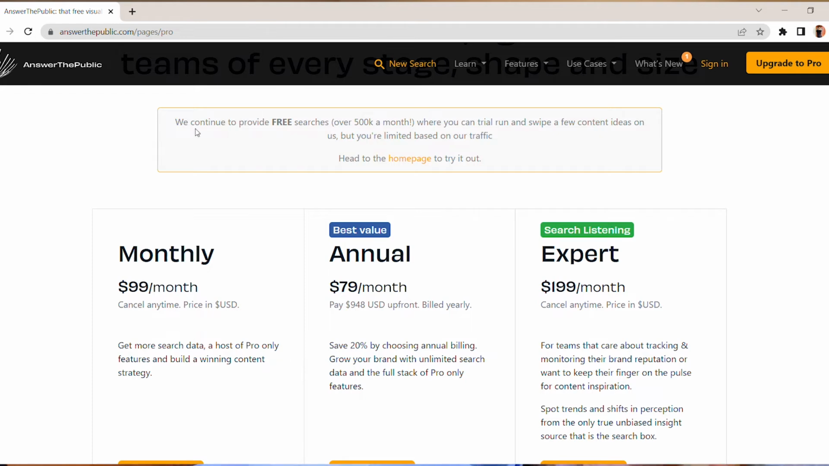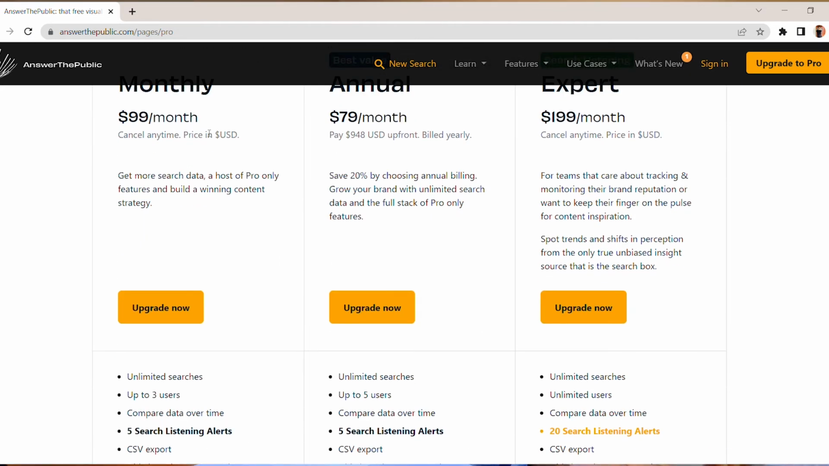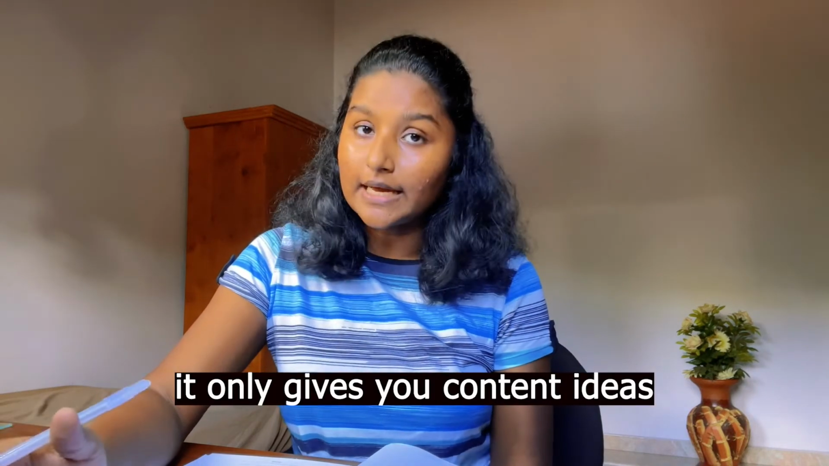In the free plan, you have only 3 searches per day. The limitation of this tool is it only gives you content ideas. There is no other keyword related data such as search volume or SEO difficulty.